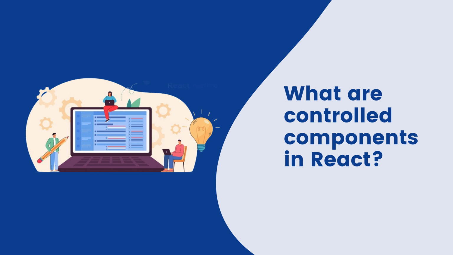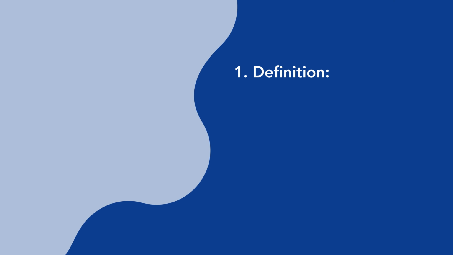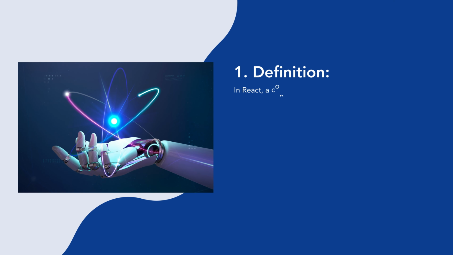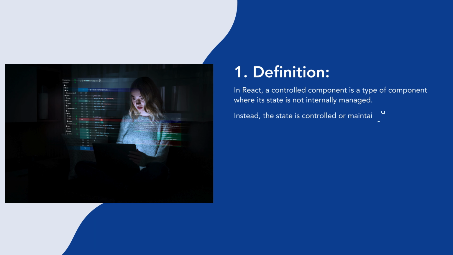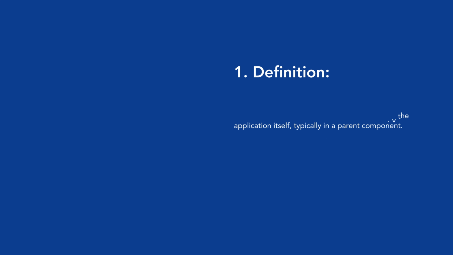What are the controlled components in React? Definition. In React, a controlled component is a type of component where its state is not internally managed. Instead, the state is controlled or maintained by the application itself, typically in a parent component.